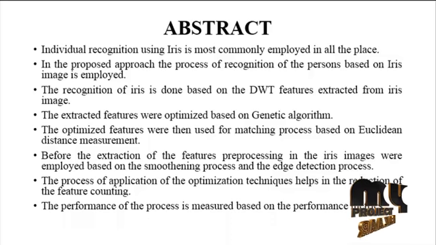Before the extraction of the features, pre-processing of the iris image is employed based on the smoothing process and the edge reduction process. In the smoothing and edge reduction, the noise removal and the iris extraction are carried out. The application of the optimized techniques helps in the reduction of feature counting. The performance of the process is measured based on the performance matrix.